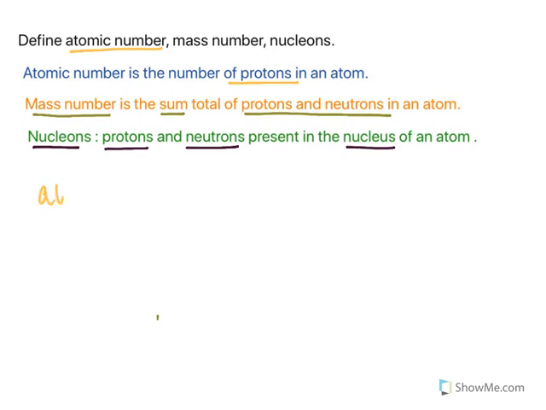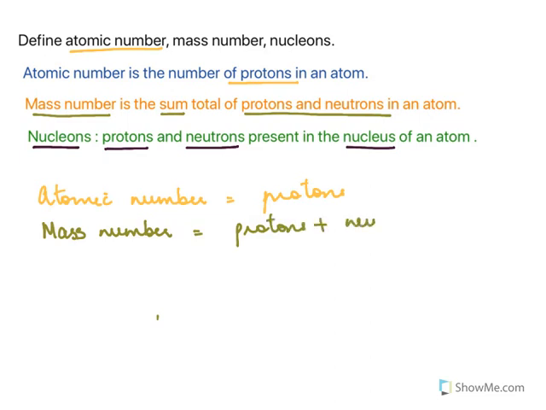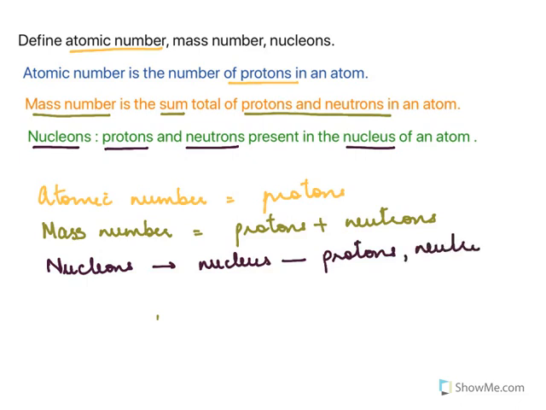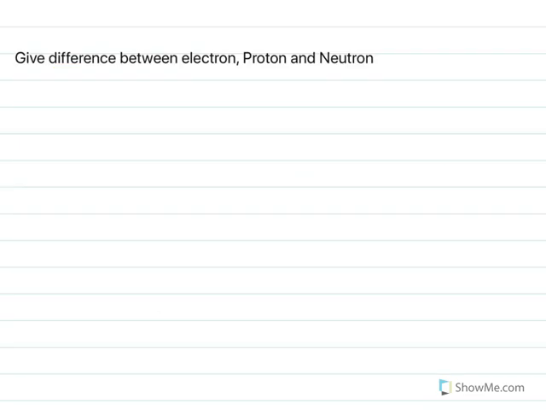So just to go over it again, we have atomic number is equal to number of protons, mass number equal to protons plus neutrons, and nucleons are the particles present in the nucleus, which are protons and the neutrons. They are called the nucleons. Give the difference between protons and neutrons. So first we talk about the charge.